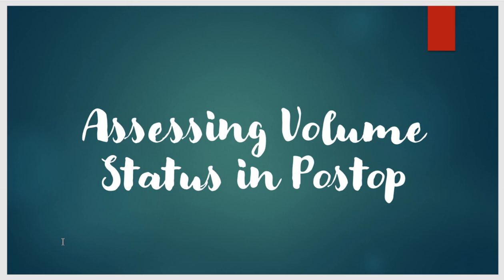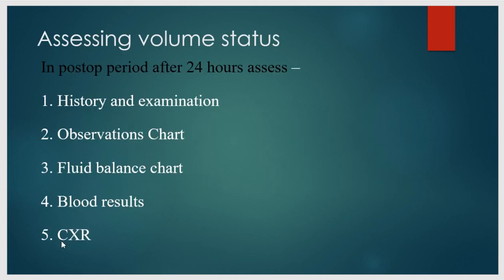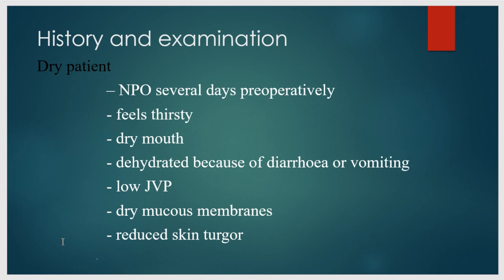So, assessing the volume status in post-operative patients, this is the last subtopic in this video. How to assess the volume status, especially in the post-operative patients. These are the few important things: history and examination, the observations chart, the fluid balance chart, the blood results, and chest X-ray. By these things, we can assess any patient in the post-operative period, and especially this assessment is after 24 hours of the operative procedure, the next day.